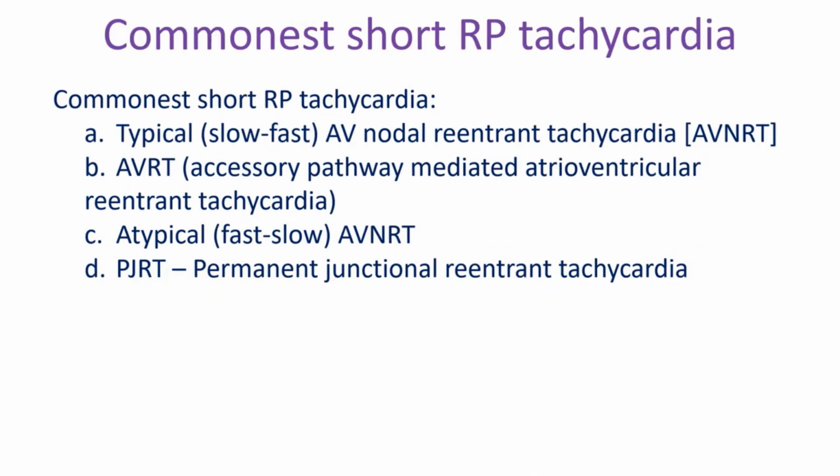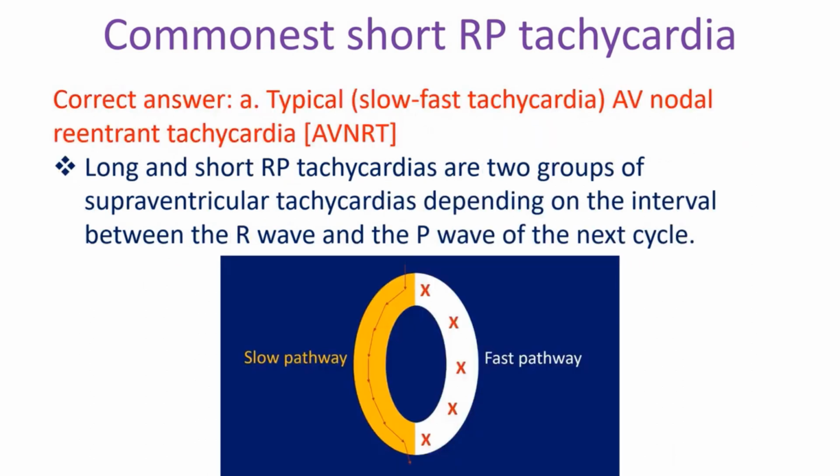Commonest short RP tachycardia: A. Typical slow fast AV nodal reentrant tachycardia, AVNRT. B. AVRT, accessory pathway mediated atrioventricular reentrant tachycardia. C. Atypical fast slow AVNRT. D. PJRT, permanent junctional reentrant tachycardia. Correct answer A. Typical slow fast AV nodal reentrant tachycardia, AVNRT.